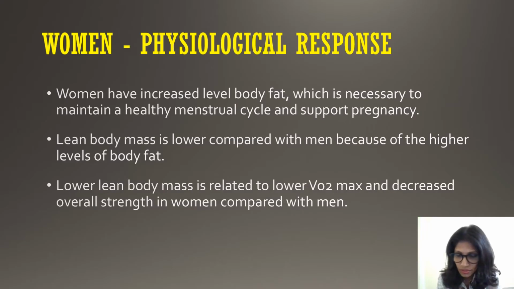And due to this, women have a lowered amount of lean body mass compared with men. So when you have a lower lean body mass, it leads to a lesser amount of consumption of oxygen, and this leads to decreased overall strength in women when compared with men. So this is the reason for women being weaker than men physiologically. Okay, so let's go to the next slide.